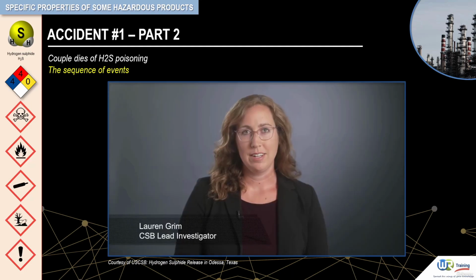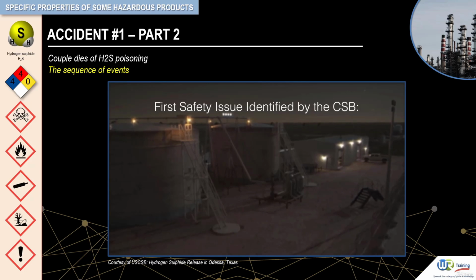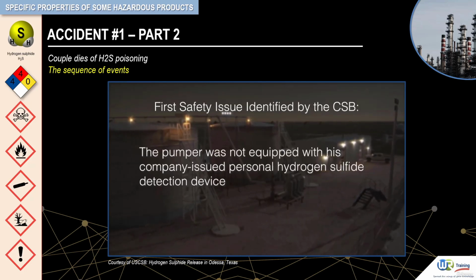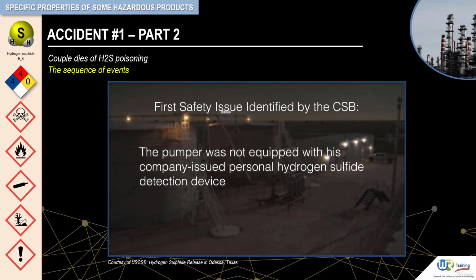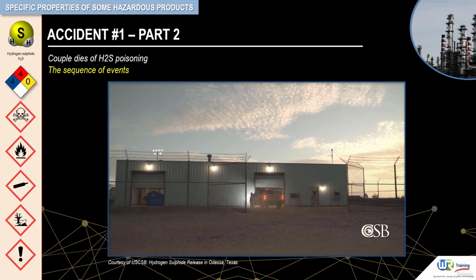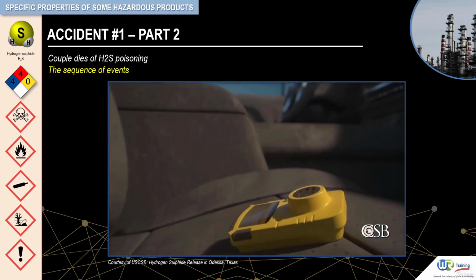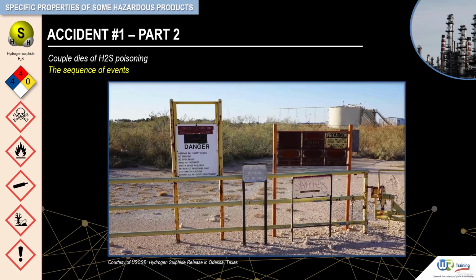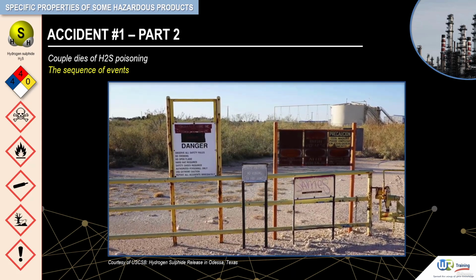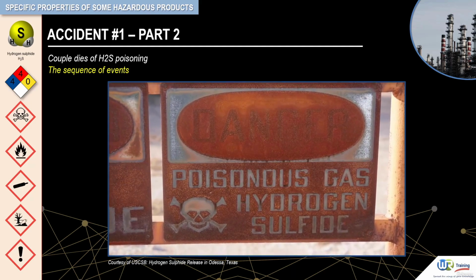During our investigation, we identified 6 major safety issues at the facility. One of the 6 safety issues identified was that the pumper was not equipped with his company-issued personal hydrogen sulfide detection device inside the pump house on the night of the incident. When the pumper's personal hydrogen sulfide detector was located in his work truck, it was found to be in an alarm state, meaning it had detected dangerous levels of hydrogen sulfide. The potential for a hydrogen sulfide release was a known hazard at the water flood station, as indicated by the posted signage and a safety pamphlet provided to all employees.